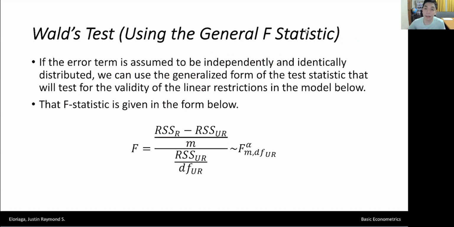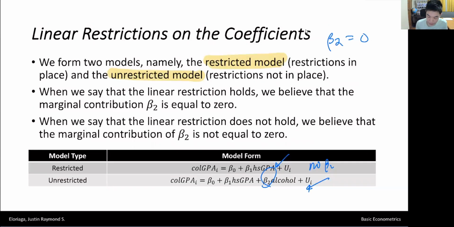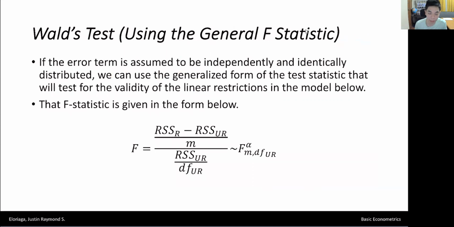Under the normal assumption that the error term is independently and identically distributed, we can use the generalized form of the test statistic that will test for the validity of the linear restrictions in the model below. The F statistic that we're going to compute is essentially this: we run each of these models, the restricted model and the unrestricted model. Then we use their RSS and their degrees of freedom. We calculate all of that, and if we plug it in this formula, we should get an F statistic.